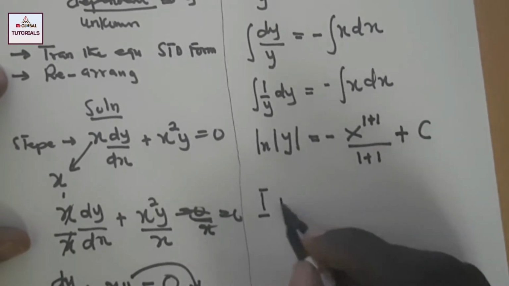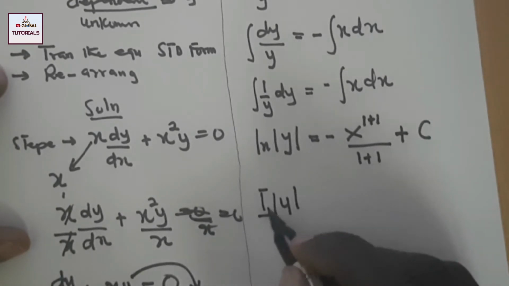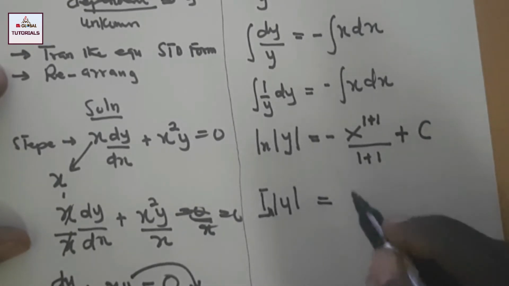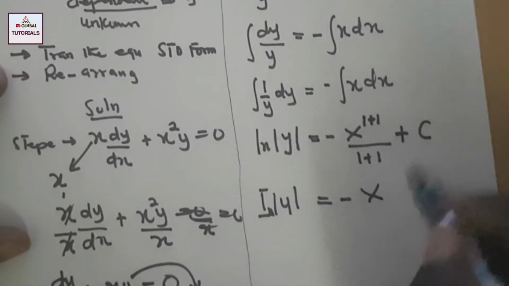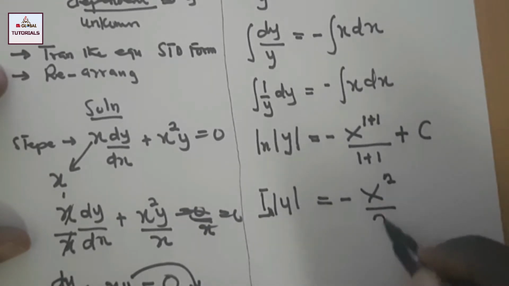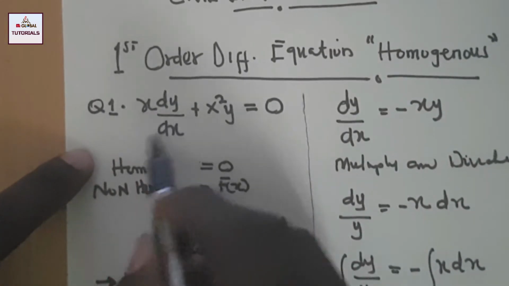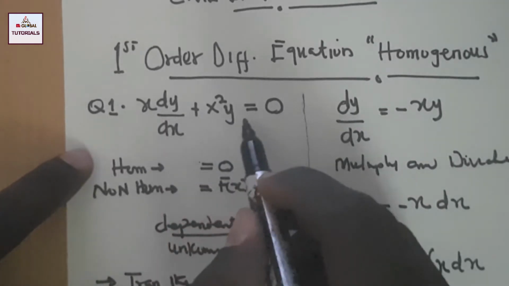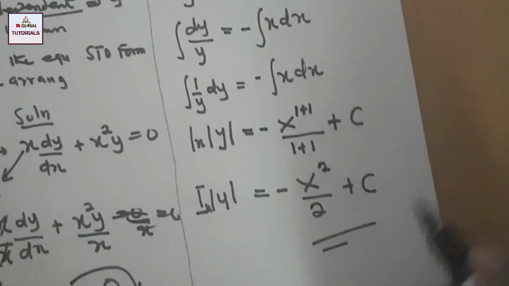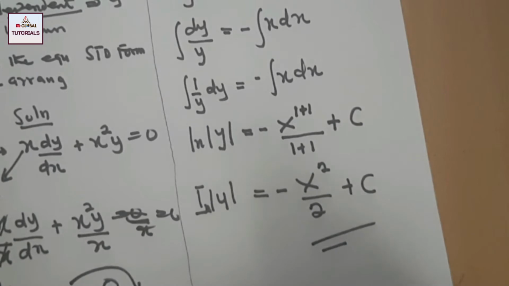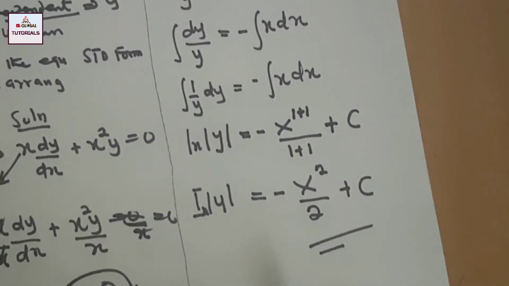ln of y is equal to minus x squared, 1 plus 1 gives us 2, all over 2 plus c. So this is the final answer for when you solve x dy over dx plus x squared y equals 0. This type of equation is called homogeneous because it equals 0.